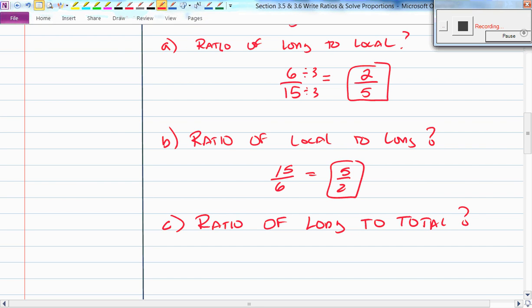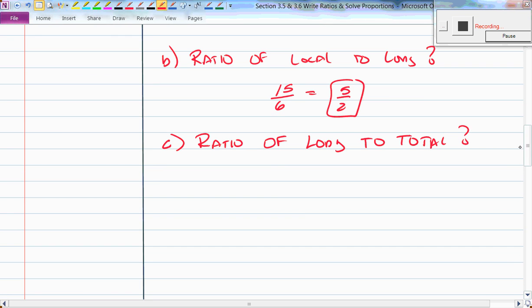All right, Sergio. Sergio, tell us, what'd you get? What's the ratio of long distance to total, please? What'd you come up with? 2 over 7. Yeah, how did you get 2 over 7? That's the right answer. How'd you get that? The long distance calls is 6. Yep, 6, good. Over the total, 15 plus 6 is 21. Yeah, 15 plus 6, right? That gives you 6 over 21. And that gives you the 2 over 7. Nicely done. Very nicely done.